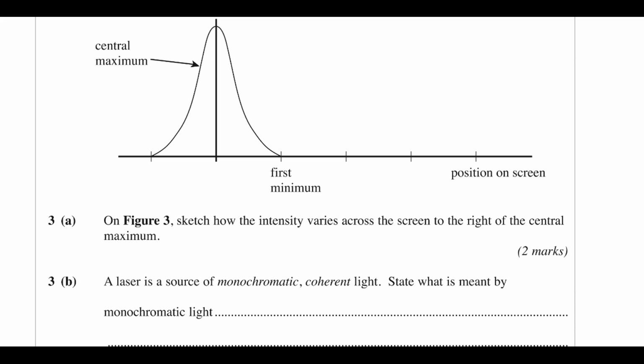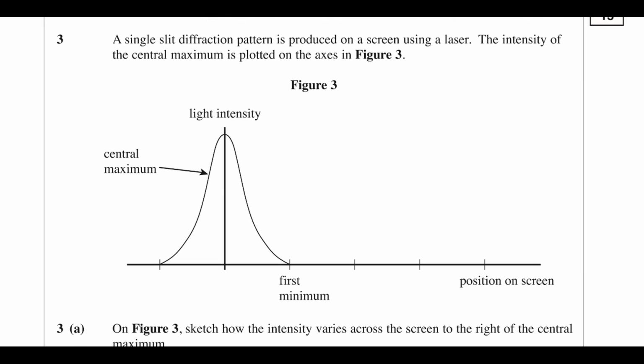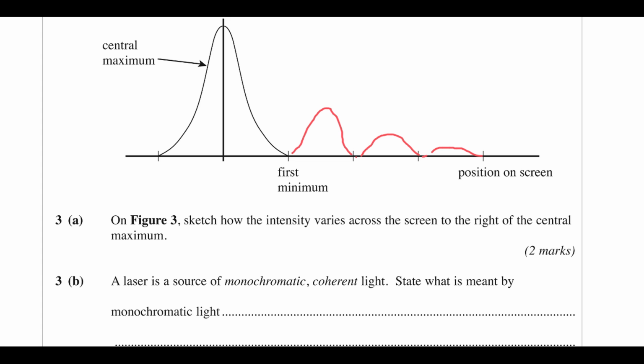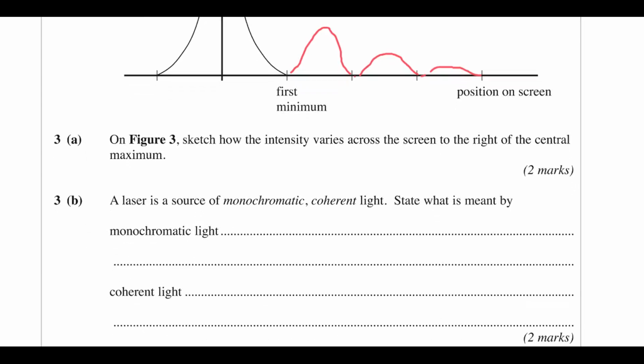Sketch how intensity varies across the screen to the right of the central maximum. So the first thing to remember about single slit is the central one is double the width of all the others. So for each one, this is now going to be 1, 2, 3 maxima drawn there, and they should be decreasing in the maximum height, or amplitude, if you like to call it that. So let's just have a go at this. So next one will be like this. Next one will be like this, and then the next one will be even lower, like this. And that's what it's going to be looking for in the sketch. So the two things they'll be looking for are decreasing maxima and that they're all half the width of the central one. Those are the two marks.